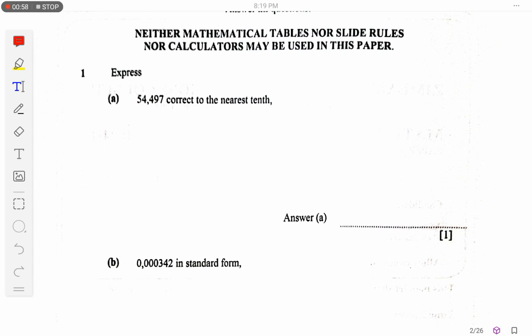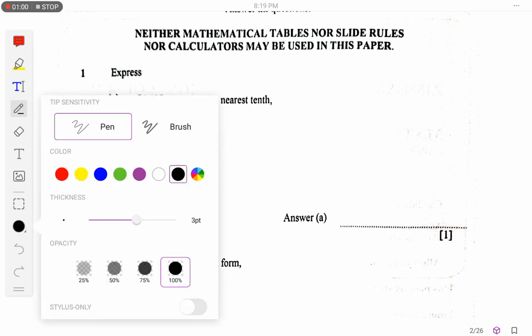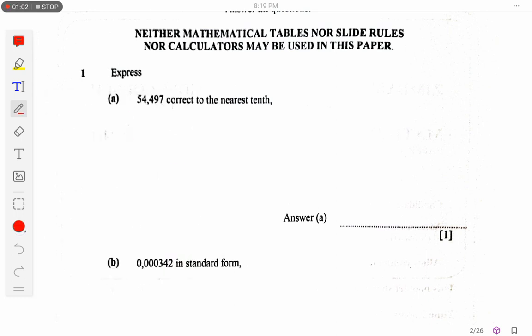54.497 correct to the nearest tenth. What happens here is, guys, is this. You see the first 5 here, this is our tens, which then the 4 here is our units. Okay, then the next 4 here, 0.497 there, the first 4, that's our tenth. Then this one will be our 100th. Okay, going on. So when we are to correct to the nearest tenth, we are considering this 4 here.